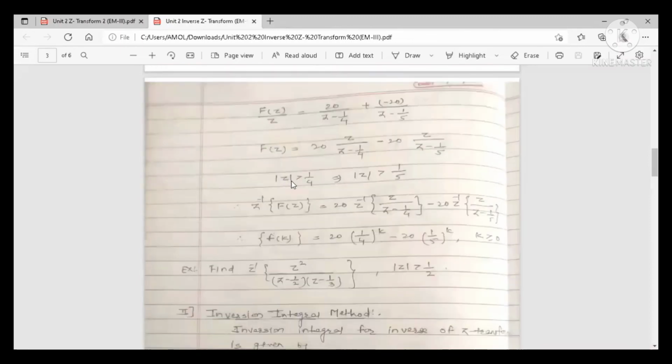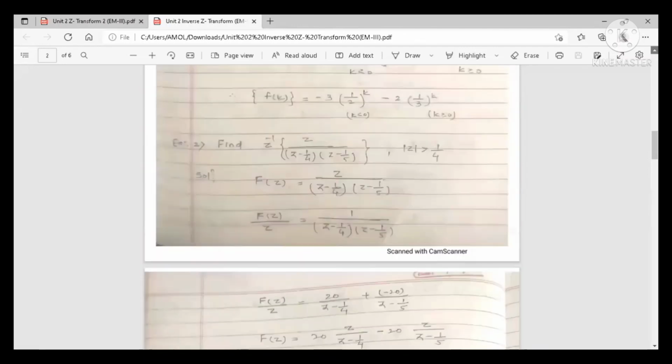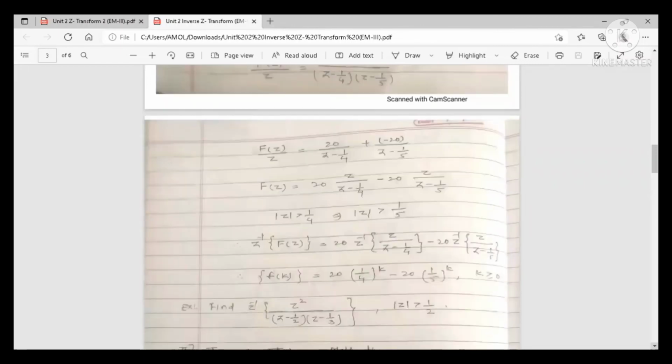And the condition for z is here. A single condition is given here, and it is mod z is greater than 1 by 4. So mod z greater than 1 by 4 means mod z is greater than 1 by 5. If mod z is greater than 1 by 4, then definitely mod z is greater than 1 by 5.